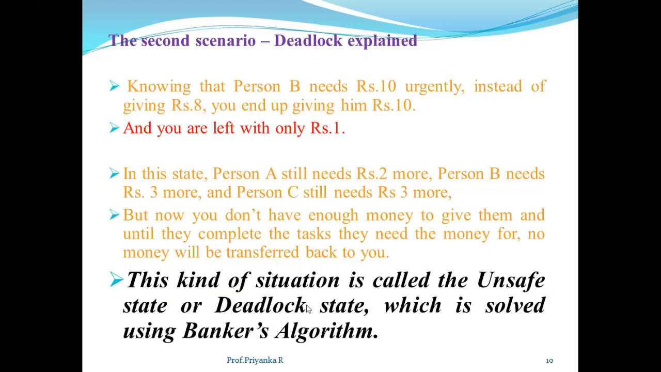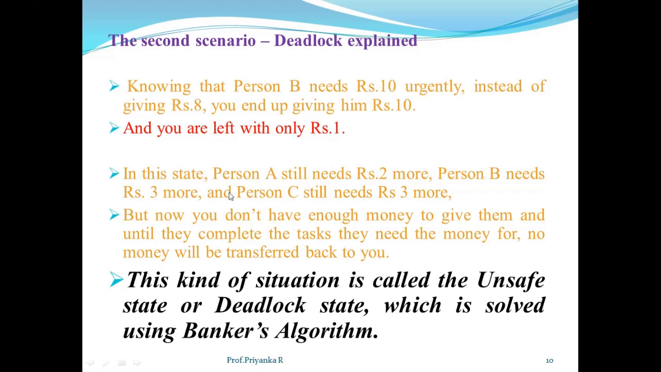So moving forward to the second scenario, where there exists a problem called deadlock. Here, knowing that person B needs rupees 10 urgently, instead of giving 8, you end up giving 10. In the previous scenario, we were left with rupees 3 in hand, but person B is asking 2 more rupees, which is a total amount of 10 rupees. So a complete 10 rupees is given to him, and we are left with only rupees 1.